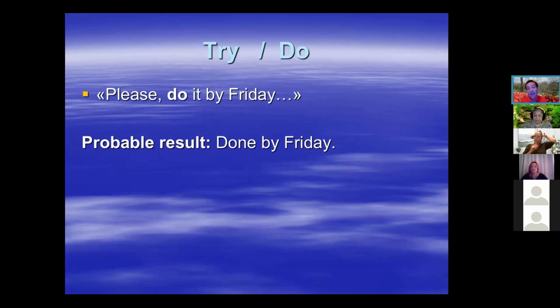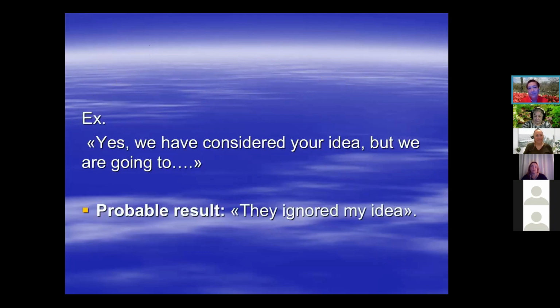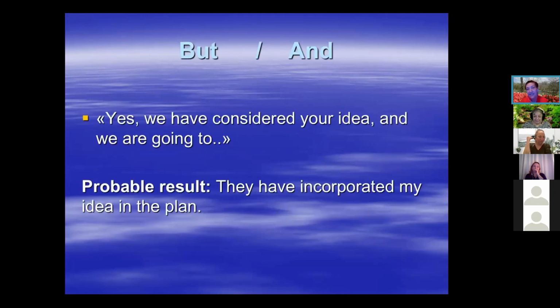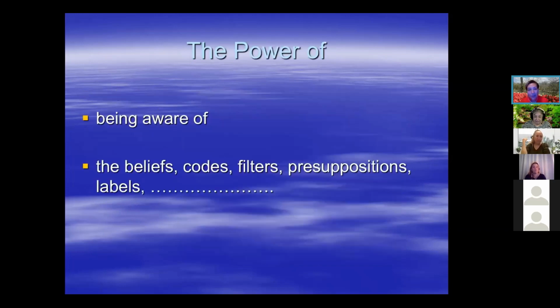The third important expression, but, you are familiar with this, it just negates the previous statement. Yes, we have considered your idea, but, or you're a very nice person, but. So of course you're just negating the first part of the sentence. Instead of that, we can say, you're a very nice person, and, or I love you, and if you do this and that, it will be much better. So let's be aware of all this meta language.